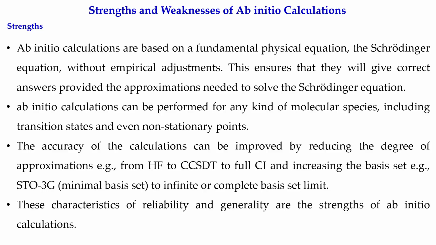And one more important point here is that the accuracy of the calculations can be improved by reducing the degree of approximations. Hartree-Fock, which has a very high degree of approximation, provides crude results. But if we move from HF to CCSDT, we are actually reducing the degree of approximations, and we will be able to get more and more accurate results. Another way is to increase the number of basis functions to get better results. These characteristics of reliability and generality are the strengths of ab initio calculations.